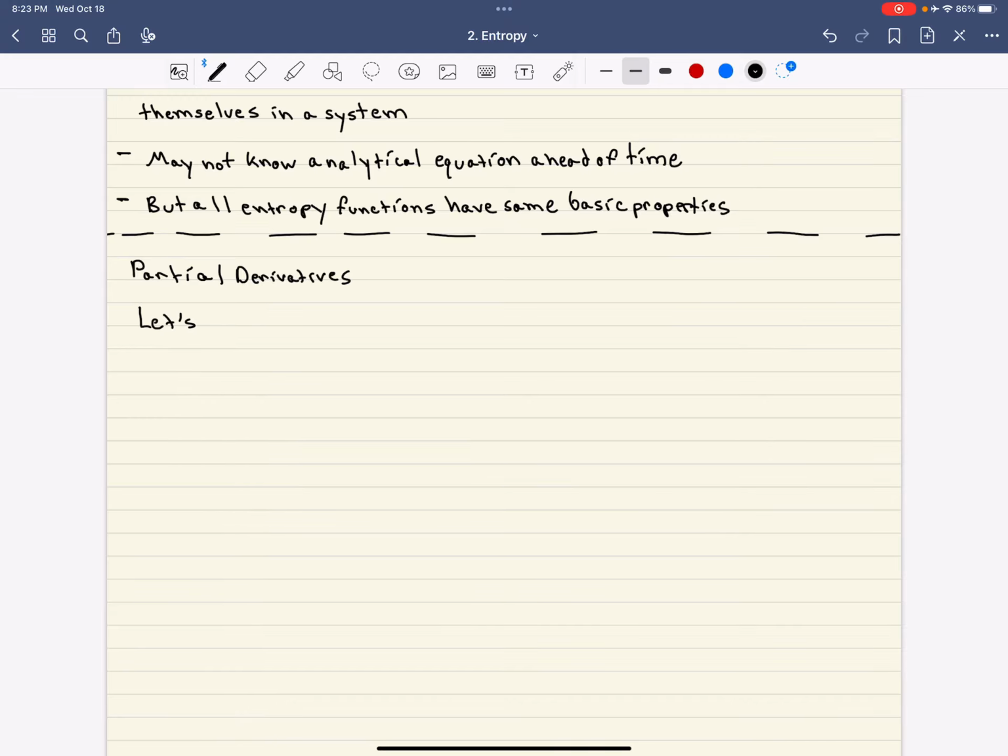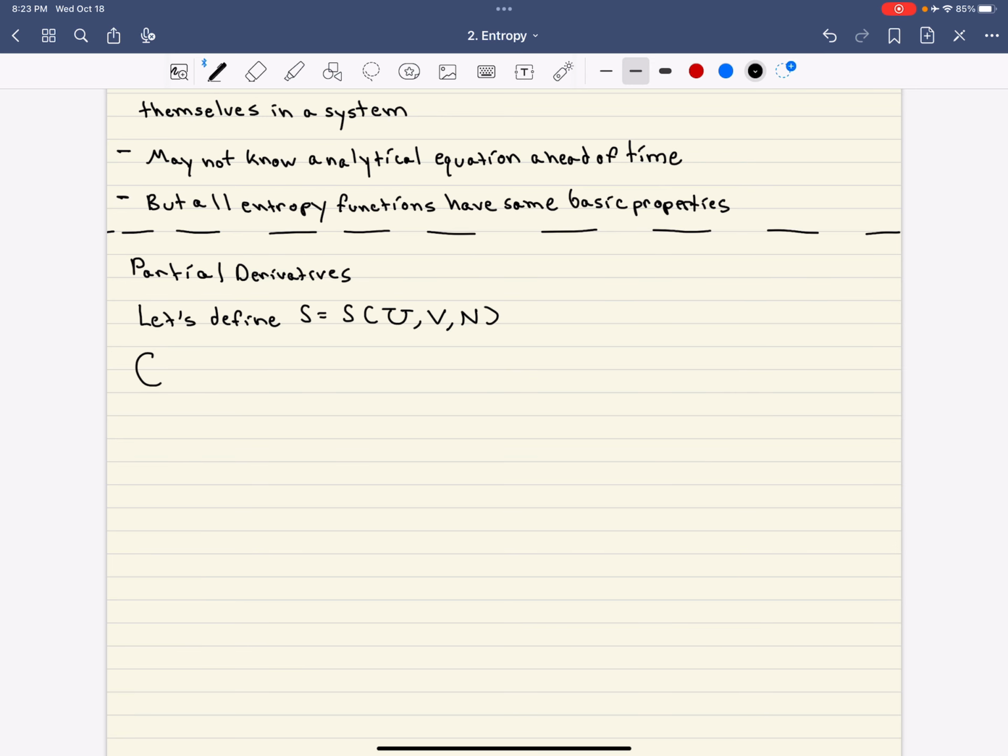So what we'll do is we'll first just define our entropy as a function of internal energy, volume, and also the number of molecules within the system. All right, so we're going to use those as the canonical variables. If we take the partial derivative of entropy with respect to the internal energy while keeping volume and n constant, that's going to be equal to the inverse of temperature. If we take the partial derivative of entropy with respect to volume while keeping internal energy and n constant, that will give us pressure over temperature.